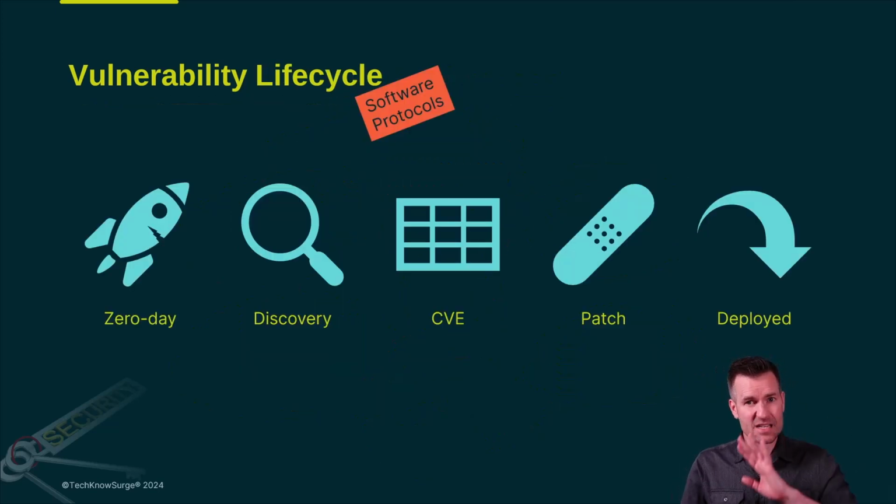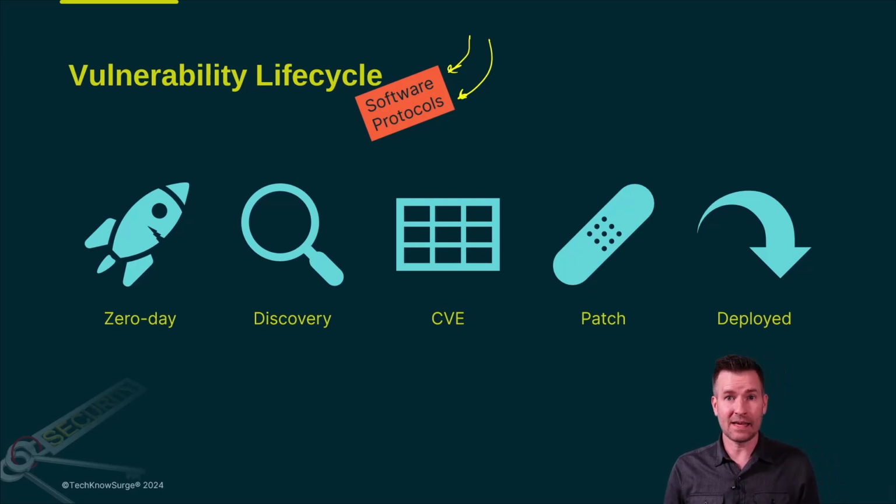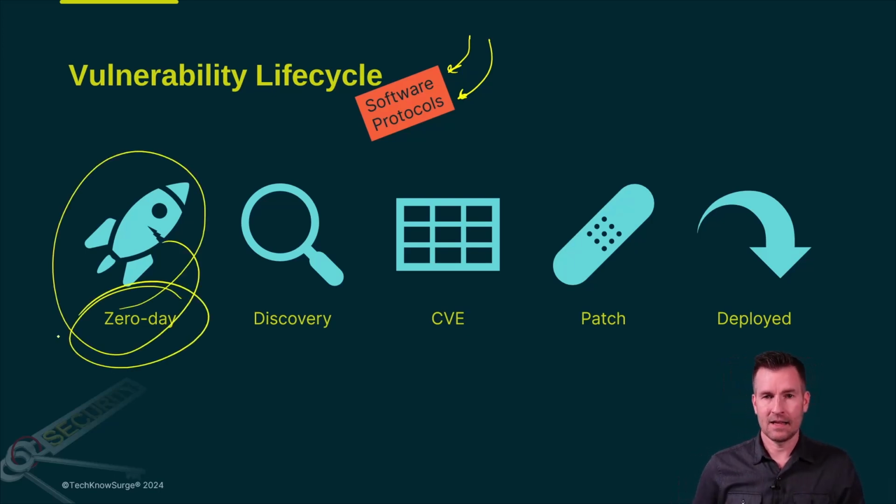Now that's the management process, but we also have a vulnerability lifecycle. Specifically, we're talking about software vulnerabilities or protocol vulnerabilities. What this looks like is there's a beginning, middle, and end to a lot of these vulnerabilities. At the beginning is what's called 0 day, 0 day because the developers have had zero time to fix the issue.